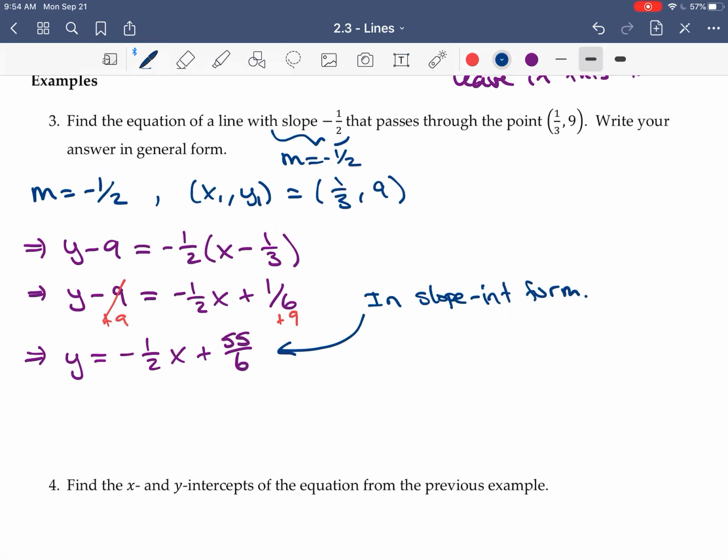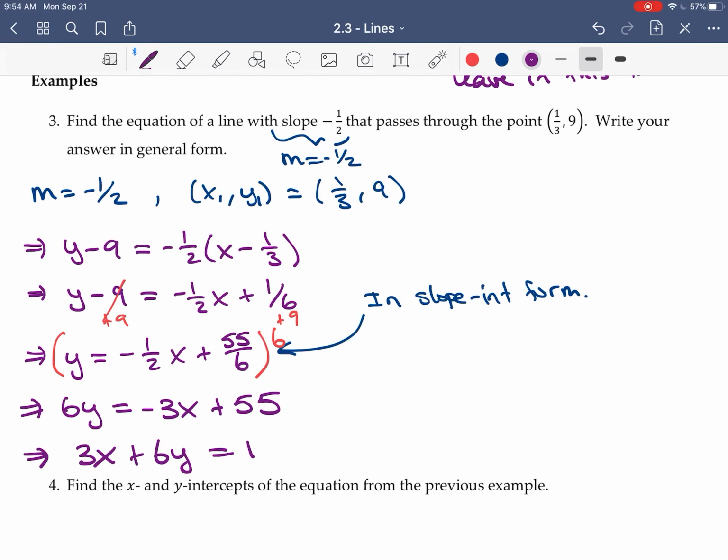That's not actually the form we want to be in here. What we want to do is put it into general form. So I want to kill off all the denominators. What I'm going to do is multiply this whole equation by 6, so I have to multiply every term by 6. That gives me 6y is equal to negative 3x plus 55. Now I have everything in integers. And now I just want all the variables on one side and all of the constants on the other. So I'm going to have positive 3x plus 6y equals 55. Now we're in general form. So that would be in general form.